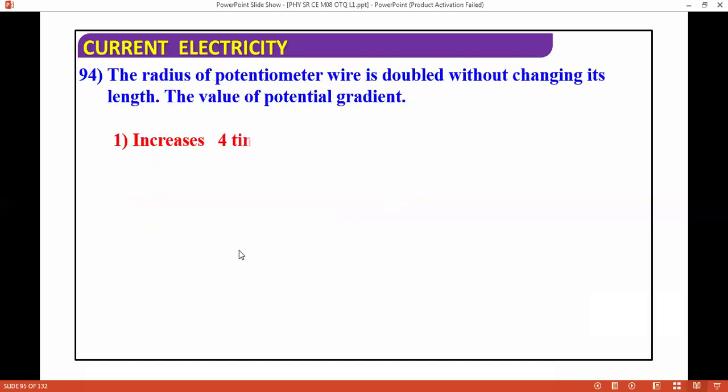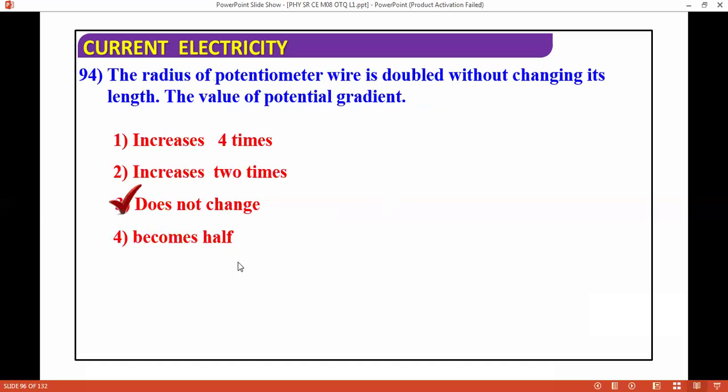The radius of the potentiometer wire is doubled without changing its length. The value of the potential gradient, I don't know, trust me. The answer: it does not change. Next question, we are moving on.